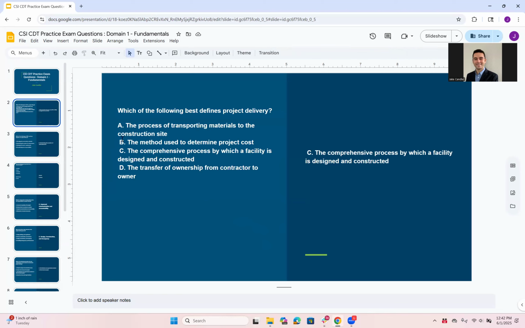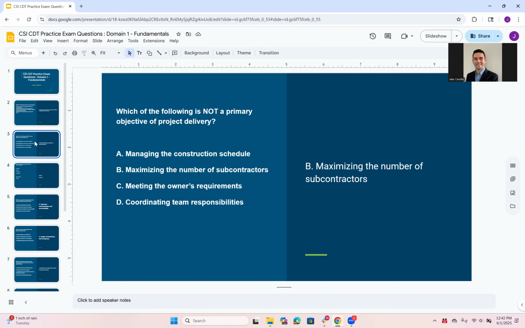Which of the following best defines project delivery? So the comprehensive process by which a facility is designed and constructed. Which of the following is not a primary objective of project delivery?